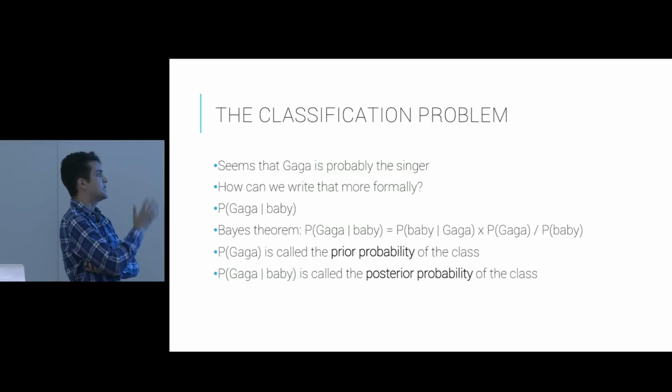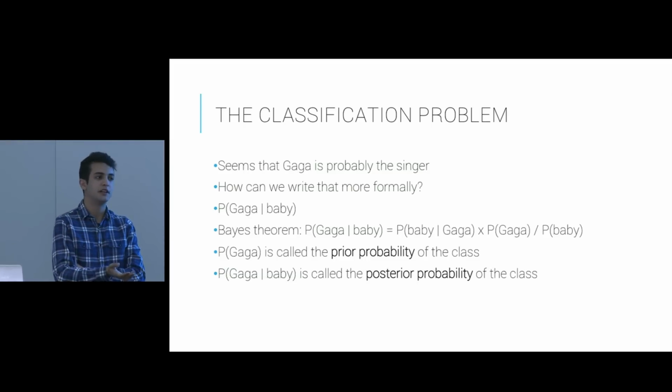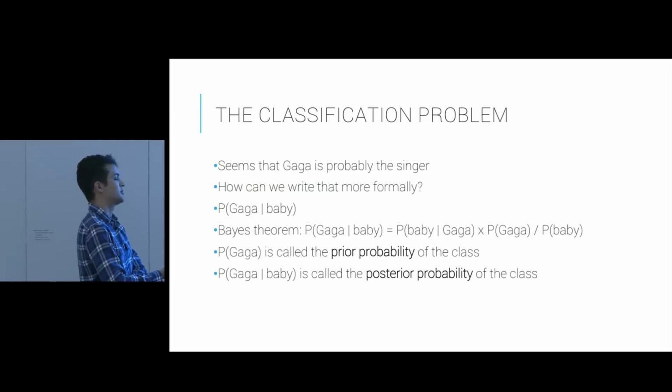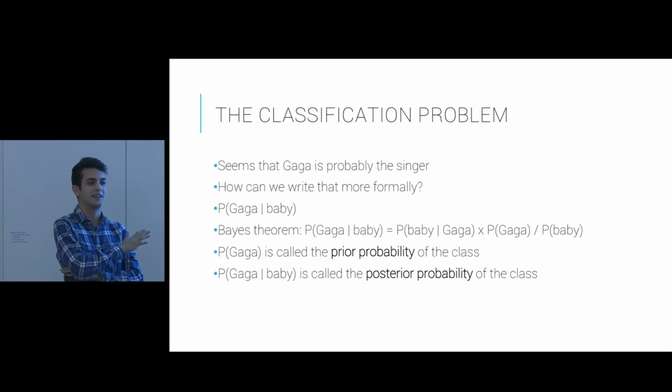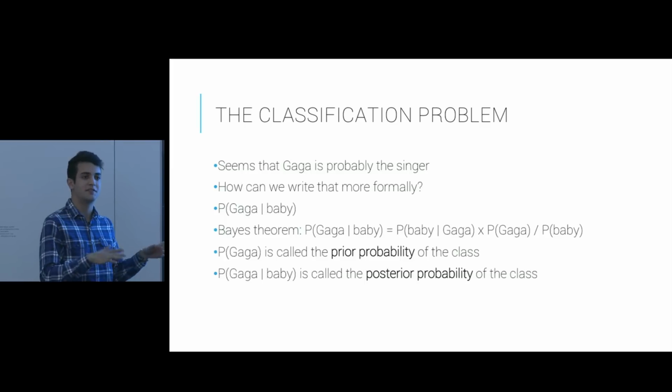So let's try to develop this a little further. Based on just the data that we got, it seems that Gaga is probably the singer, but how can we write this more formally? What I'm trying to calculate is going to be a little bit of statistics, so if you get lost, just try to understand the concept. It doesn't matter if you don't understand the equations perfectly well. This is all going to be online.